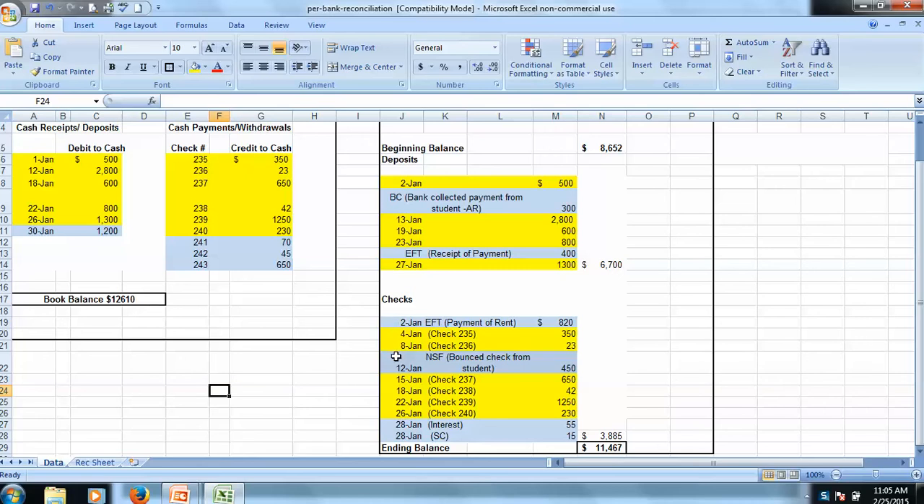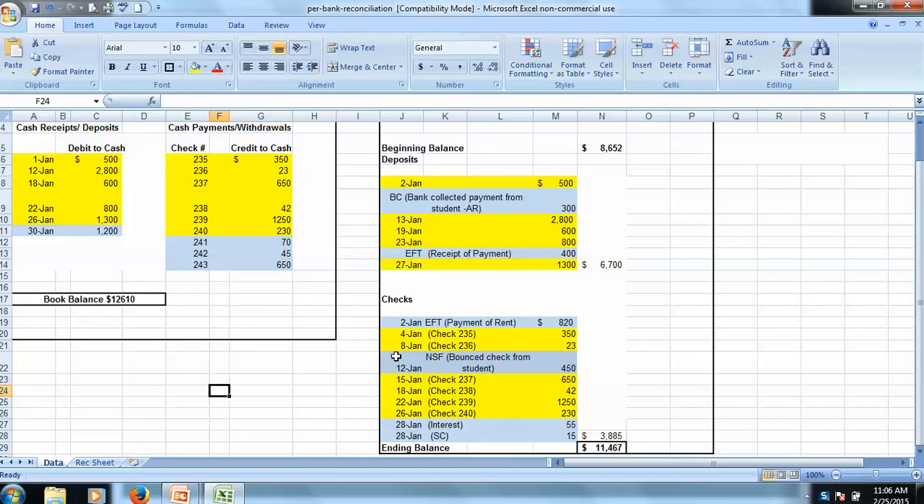Another type of transaction that can occur is NSF. NSF stands for non-sufficient funds. There were not sufficient funds in the account of whomever gave us a check to cover the check, and so that check bounced. We had added it into our check register as though it had cleared, and then we got notice that it had not. We're going to have to take it back out of our books.